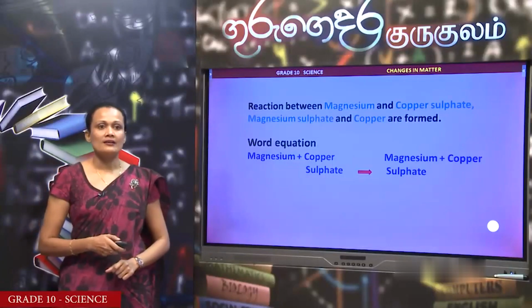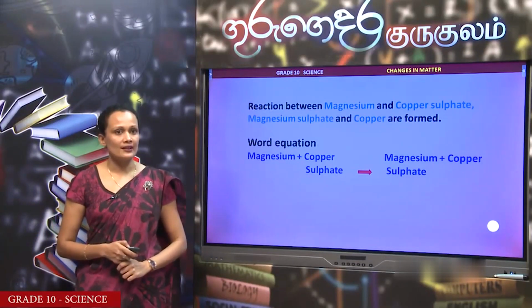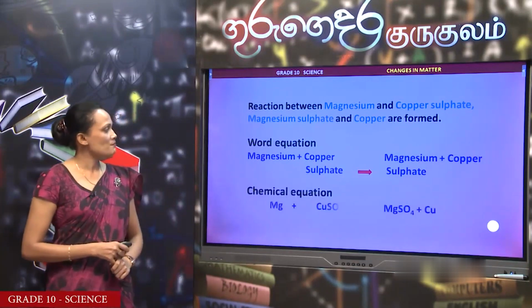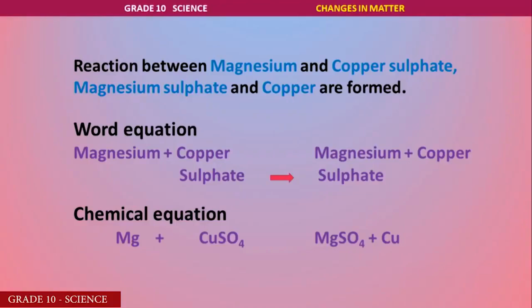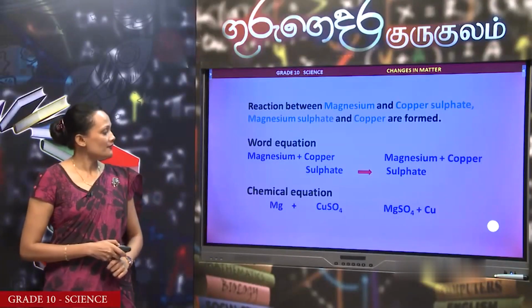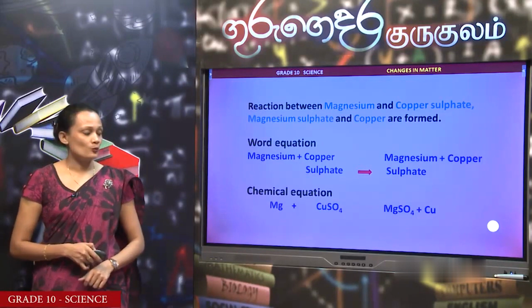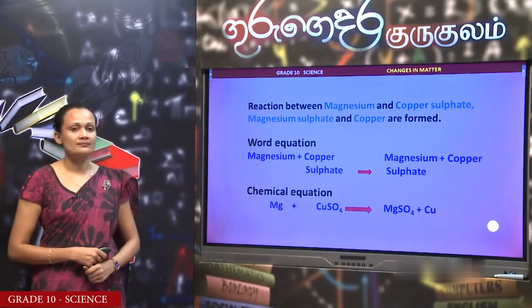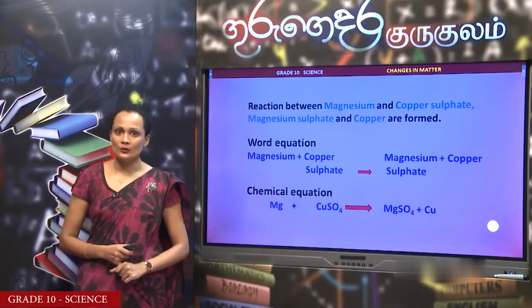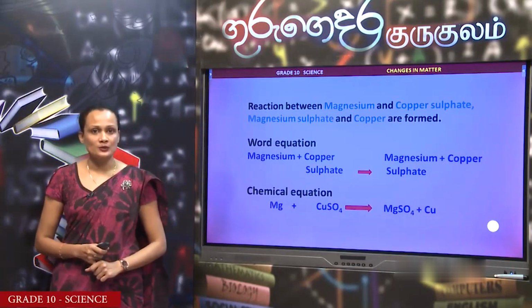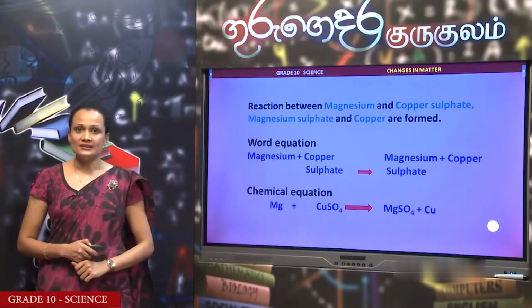Now let's see the chemical equation for that reaction. Magnesium Mg, copper sulfate CuSO4, and magnesium sulfate MgSO4 and copper Cu. By using those chemical formulas, we write the chemical equation in this manner. So likewise, you can write the word equation and also the chemical equation by using the symbols and also the words.